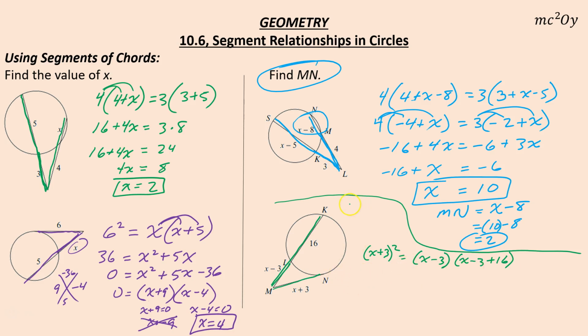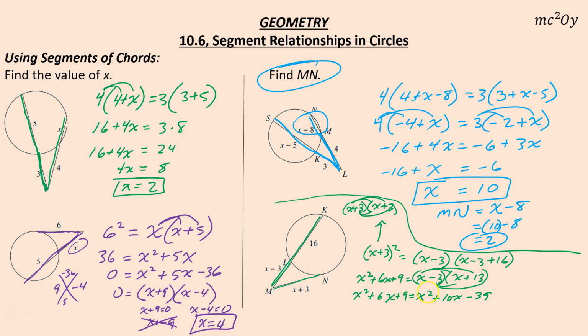X plus 3 squared, remember that just means x plus 3 times x plus 3. If you remember FOIL, right? It's going to become x squared plus 6x plus 9 is equal to, and let's go ahead and simplify this over here to get x times x plus 13. Same thing, FOIL or distributive property. You get x squared plus 6x plus 9 equals x squared plus 10x minus 39.